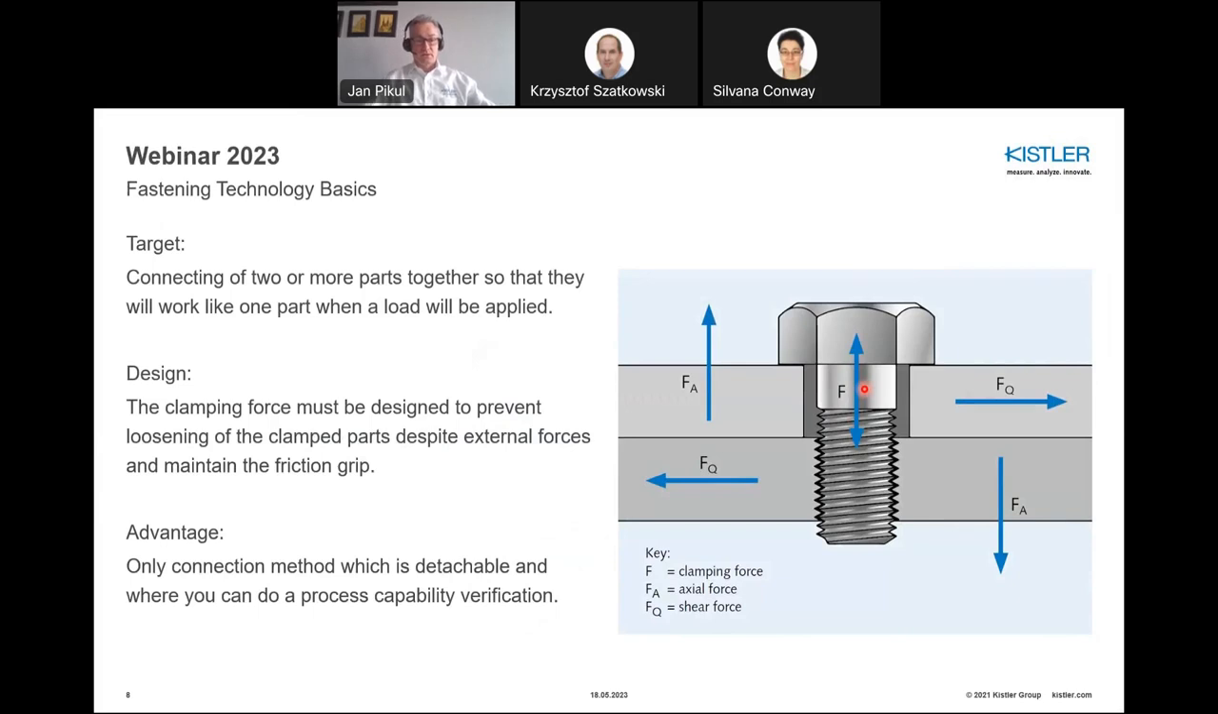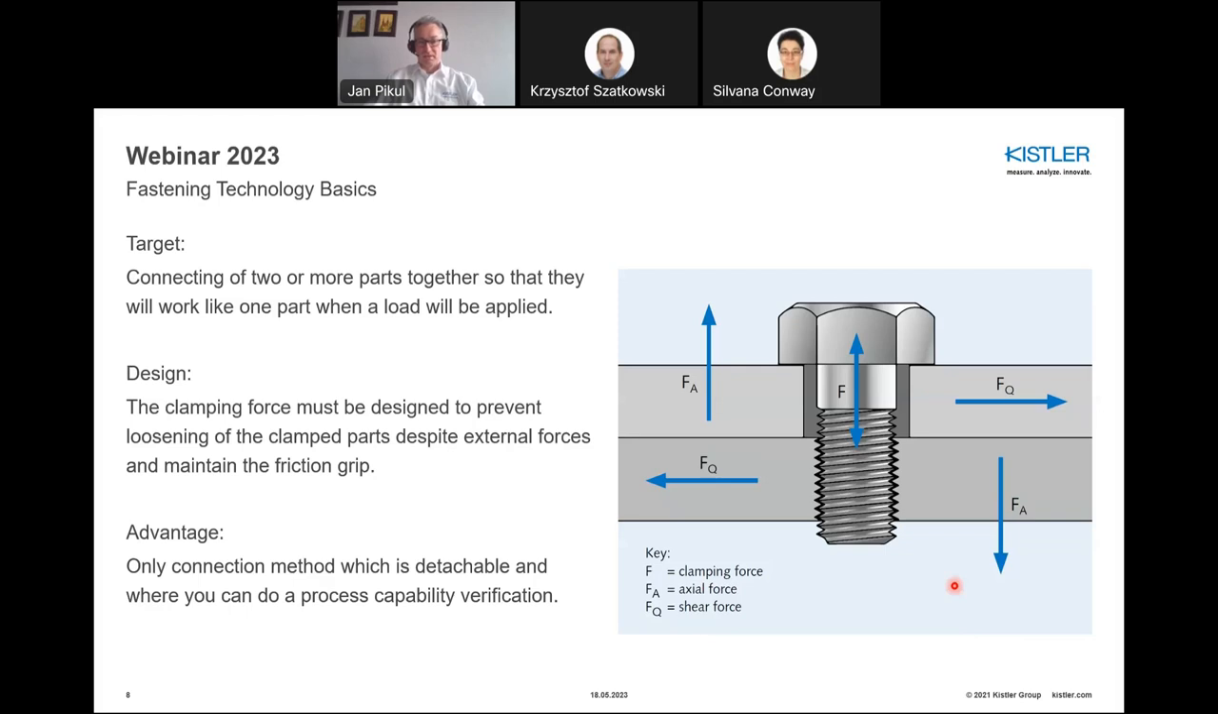So now I'd like to tell you something more. Probably you know that, but I will just repeat something about the basics of the physics in the bolted joint. So the aim of our process is to connect two, three, or more pieces together with the bolted joint. That means we need some materials and bolt which can keep these parts together during the using process. And of course, this time should be longer than just a few days, hours.